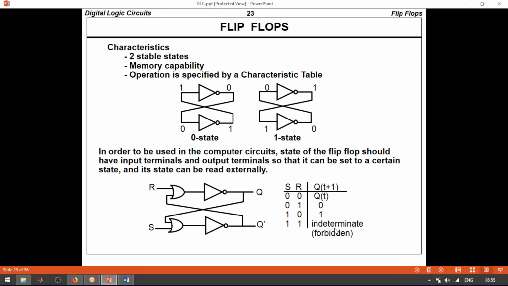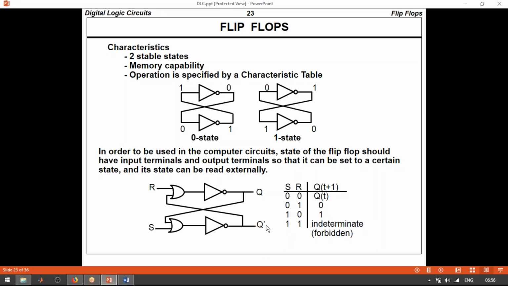If it's 1 1, the operation will be nothing, right? It's like a don't care condition kind of thing for the flip-flop. Actually, in the SR flip-flop, there is a condition called metastability. Consider that both inputs S and R are 1 1, and suppose Q is 1 and Q bar is 0.